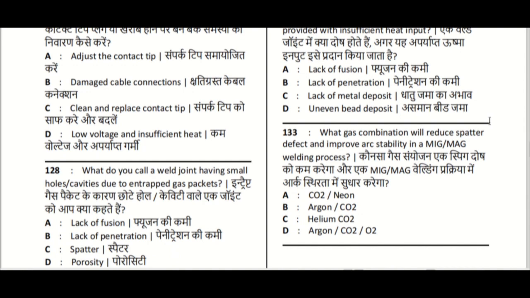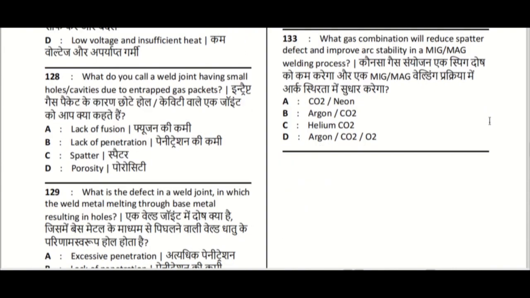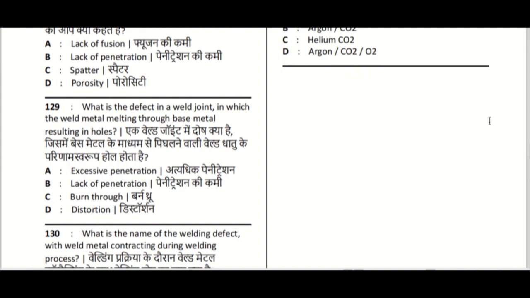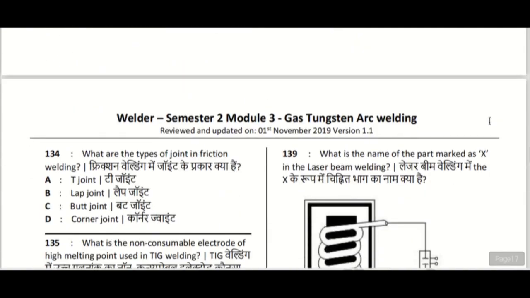What gas combination will reduce spatter defect and improve arc stability in the MIG or MAG welding process? Argon, carbon dioxide, or oxygen, or pure oxygen?